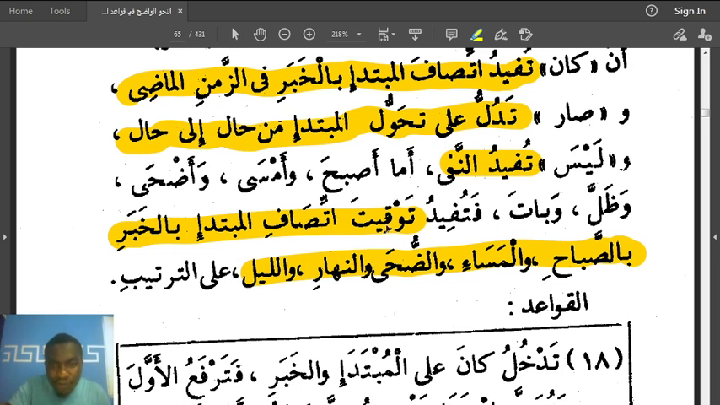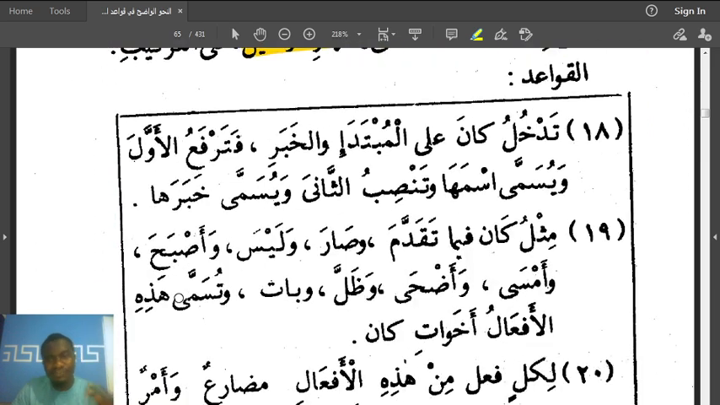He says توقيت, timing, the اتصاف المبتدأ بالخبر, بالصباح, أي في الصباح, in the morning. So أصبح means in the morning, and then أمسى means in the evening. Or أضحى means in the morning, the time as I described. And ظل means to remain, but in the daytime, النهار. And بات means to remain, but في الليل, at night. This is what he means here. على الترتيب means sequentially or respectively.